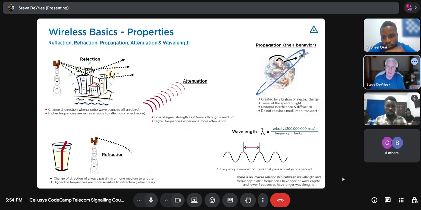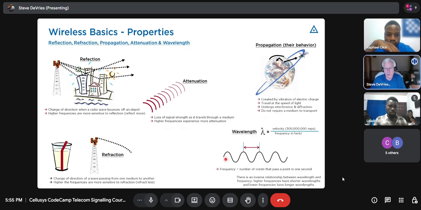Another thing is refraction. Refraction is the change of direction of a wave passing from one medium to another. You can visibly see that if you put a straw in a glass or a pencil in a glass. It looks like it's bent there. Well, it's not. It's just a change of the medium.